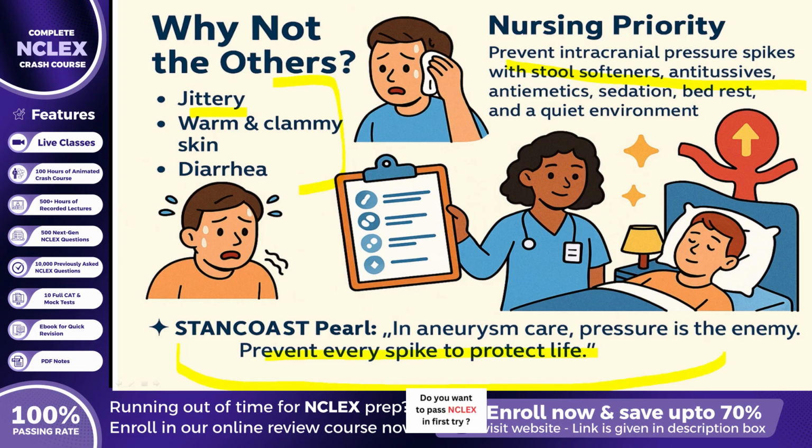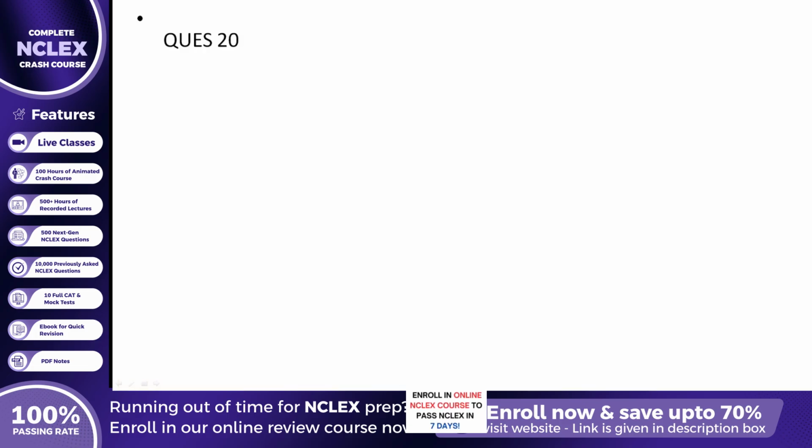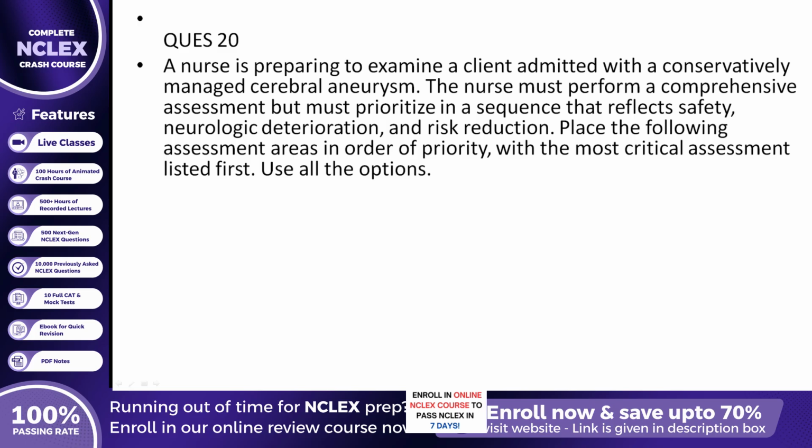As we move forward into another challenging NCLEX prioritization scenario, let us carefully analyze this next question. A nurse is preparing to examine a client admitted with a conservatively managed cerebral aneurysm. The nurse must perform a comprehensive assessment but prioritize in a sequence that reflects safety, neurologic deterioration, and risk reduction. The task is to place the following assessment areas in order of priority, with the most critical assessment listed first.